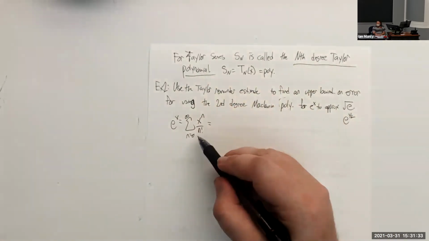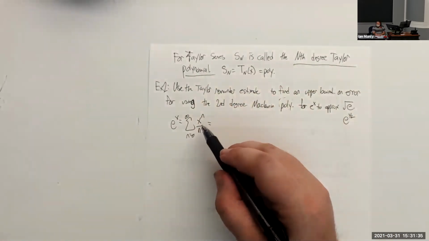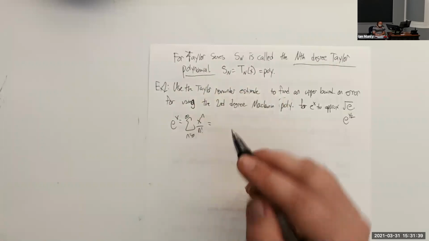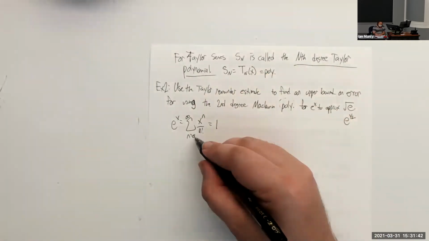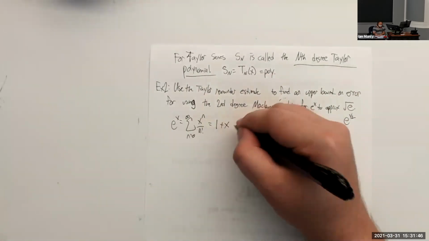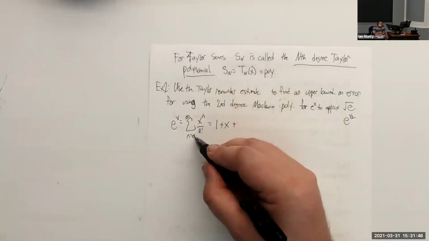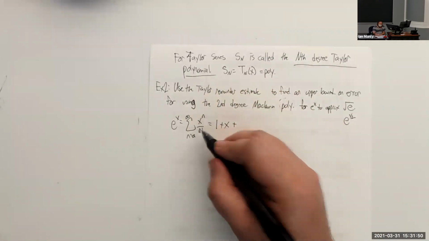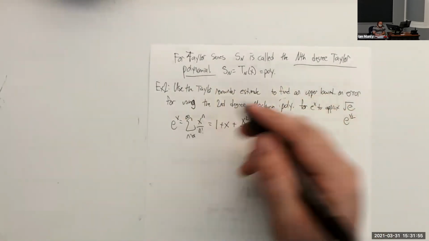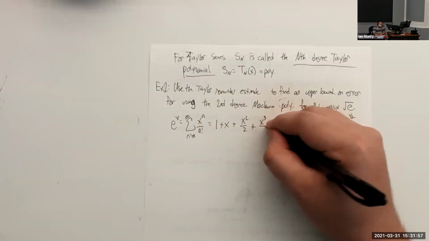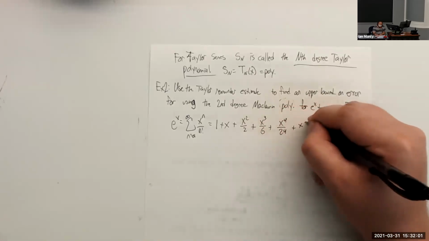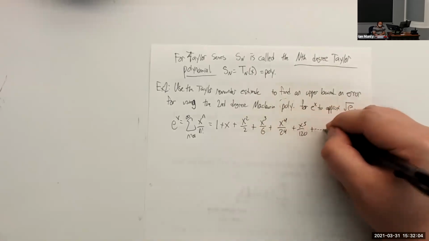Now, if we were to start writing out the terms right here, I would plug in n equals 0. I have x to the 0 over 0 factorial, which is just 1. I plug in n equals 1, and I have x over 1 factorial, which is x. I plug in n equals 2, I'd have x squared over 2 factorial, so x squared over 2. I plug in 3, I have x cubed over 3 factorial, which is 6. And I have x to the 5 over 120, and so on.